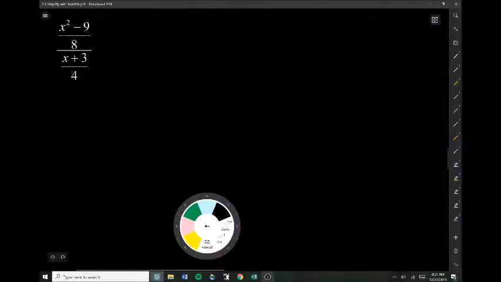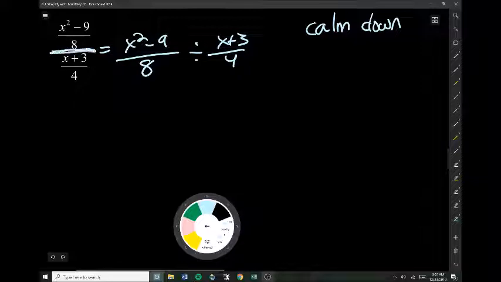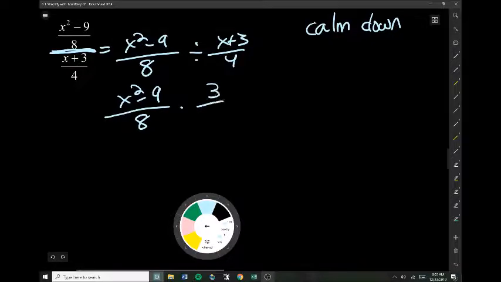This probably looks horrifying to you, but just calm down, okay? Everything's going to be fine. It's a fraction of a fraction inside a fraction. It's incepted fractions. But this just means x squared minus 9 over 8 divided by x plus 3 over 4. That's all that means. So split this up into one big old division problem. Take the second fraction and flip it over. And flip it over correctly.